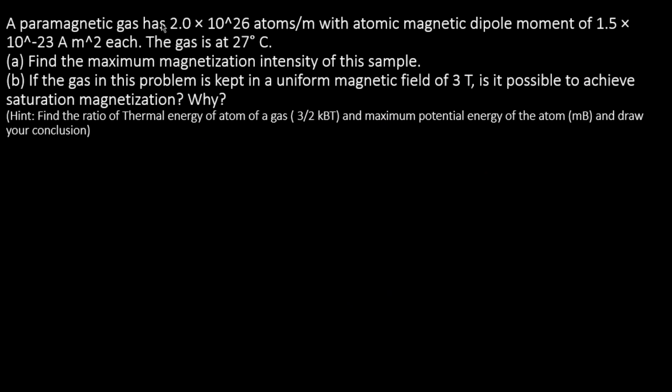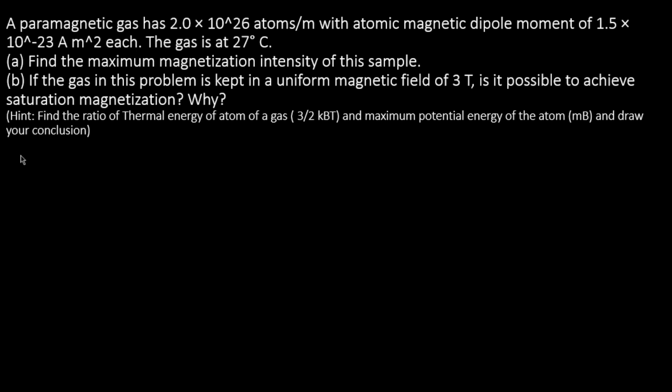A paramagnetic gas has 2 × 10^26 atoms per meter cubed with atomic magnetic dipole moment m equal to 1.5 × 10^-23 ampere meter squared. The gas is at 27 degrees Celsius, and we need to calculate the maximum magnetization intensity of this sample.